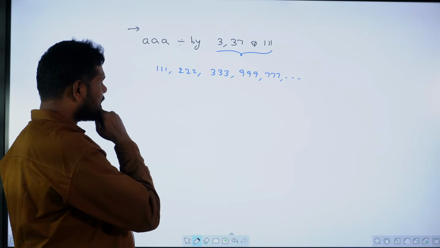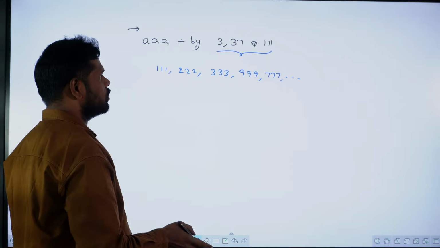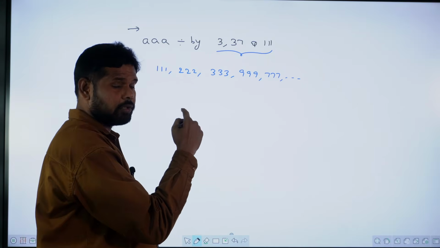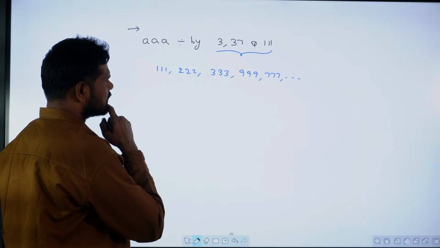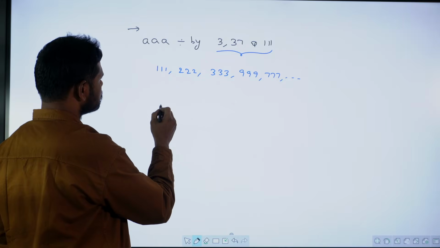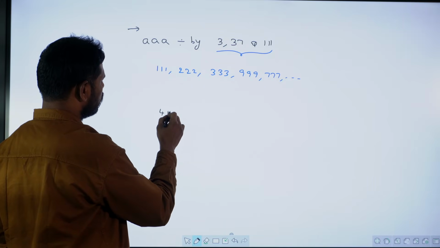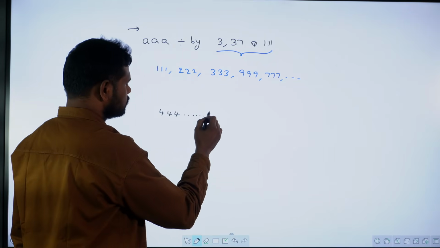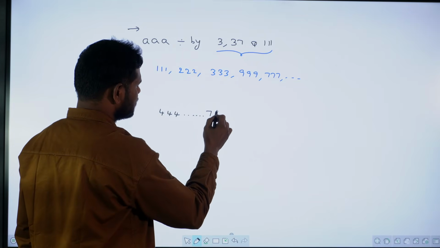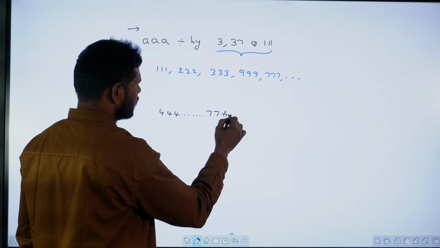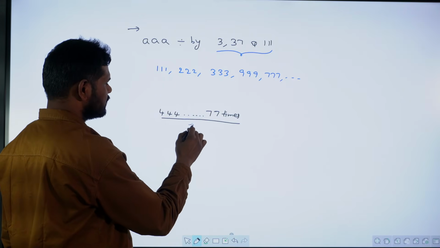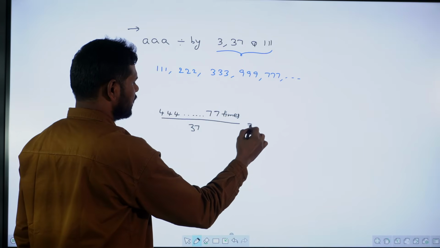And how they are going to frame questions, we also discussed at divisibility rules. Again here I give 2 examples. Suppose 4, 4, 4 and so on, up to 77 times, is divided by 37. What is the remainder?